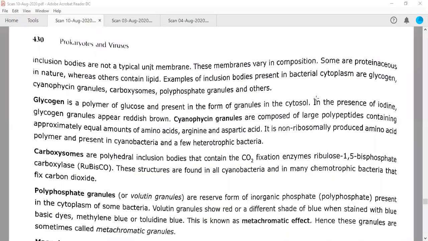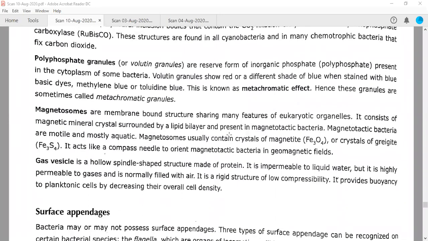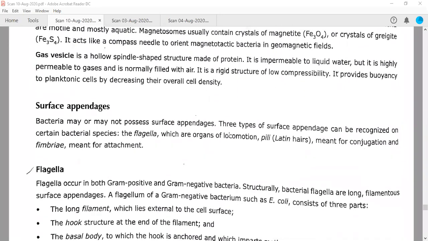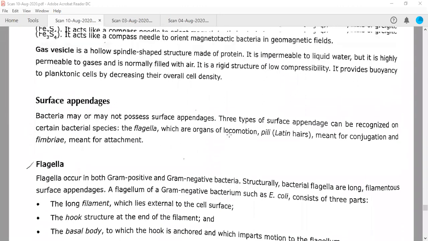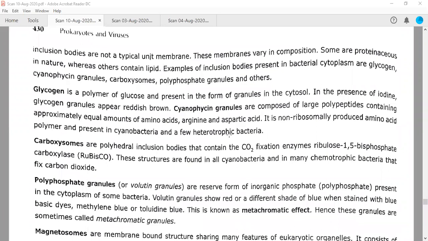So we have to discuss, first we will discuss storage granules, then we will move to flagella. We will move in sequence only. We will skip nothing so that you are able to make a harmony.